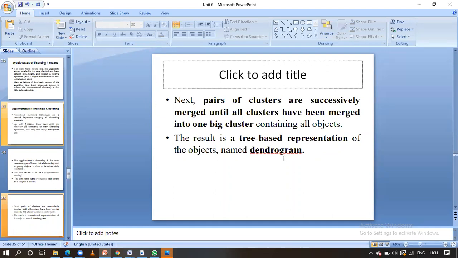This is the process related to agglomerative hierarchical clustering. We start with one cluster. Suppose in the exam they ask about dendrograms, then you have to write about this agglomerative hierarchical clustering. It is a tree-based representation.